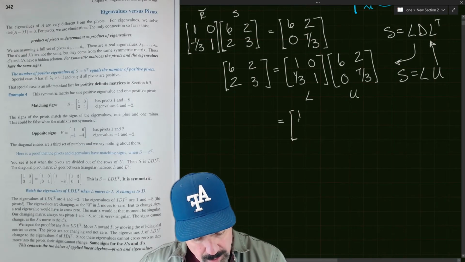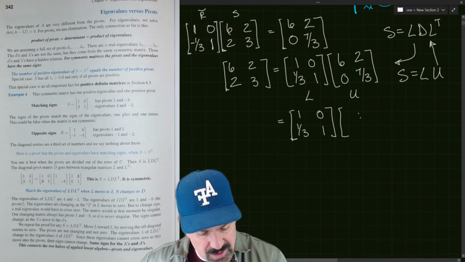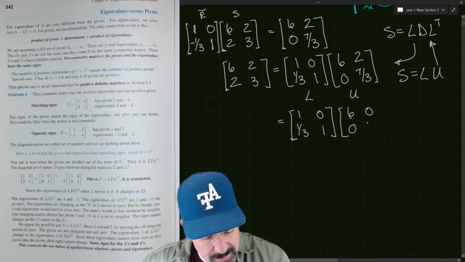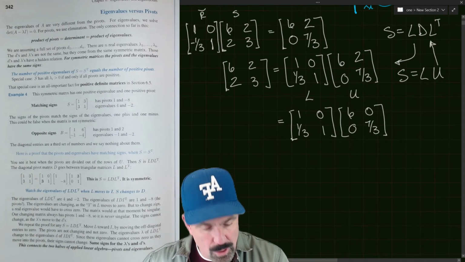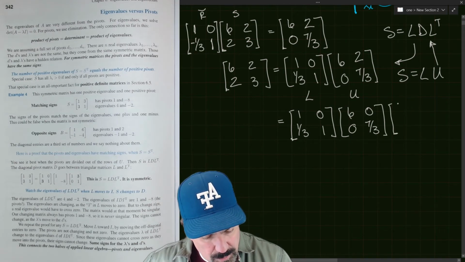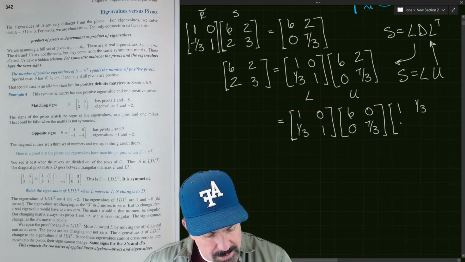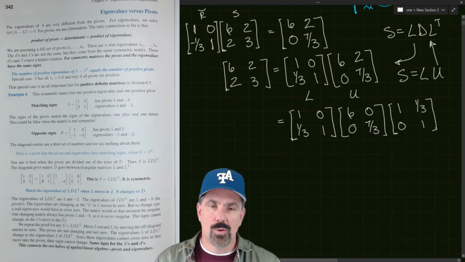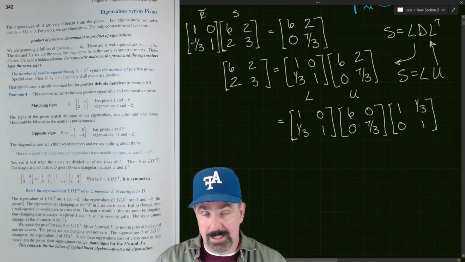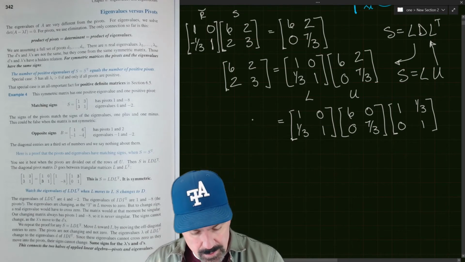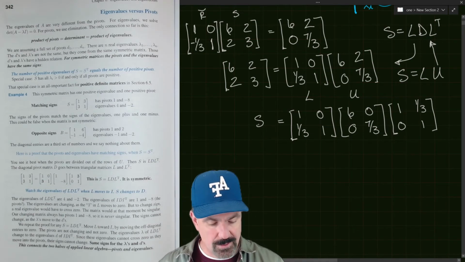So we're going to take L, 1, 1/3, 0, 1. We're going to take only the diagonal elements from U. We're going to take only the pivots. So the pivots are 6 and 7/3. Those are the pivot values. And then, of course, we're going to take L transpose, which is 1 and a 1/3 and a 0, 1. And what we have, at least what he tells us, is that this is going to be equal to S, our symmetric matrix.